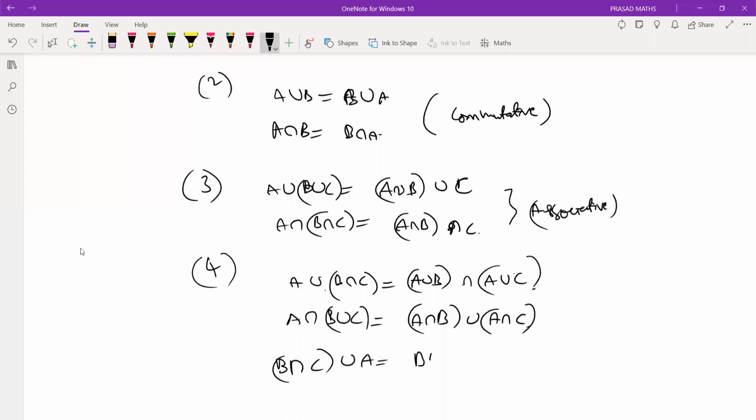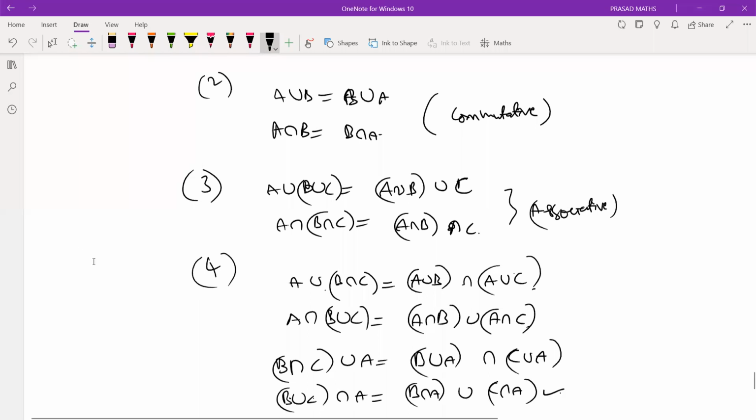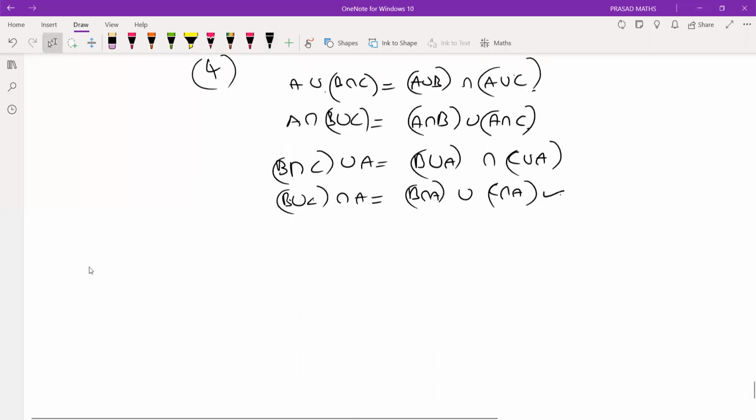It is B union A intersection with C union A. This is the same thing, right distributive. So B intersection A union with C intersection A. These are nothing but the distributive properties.